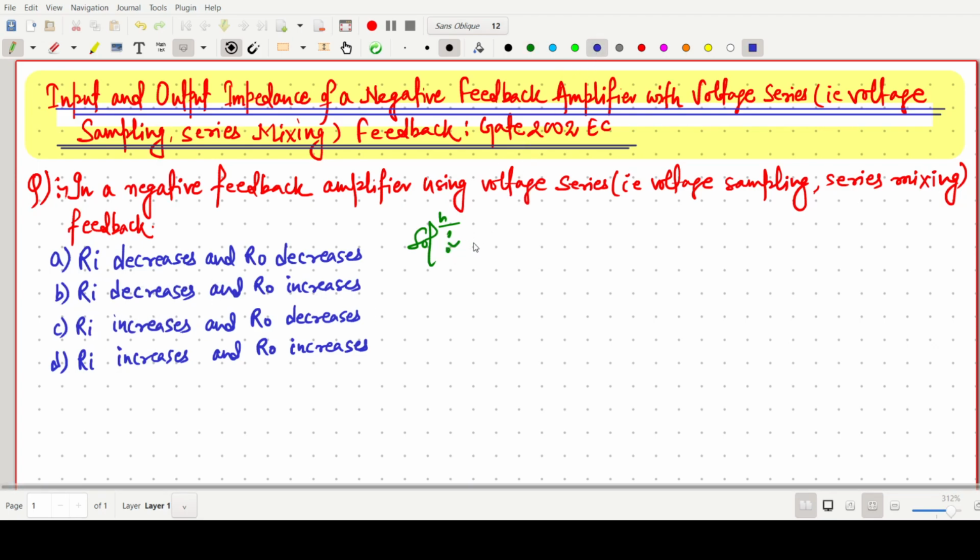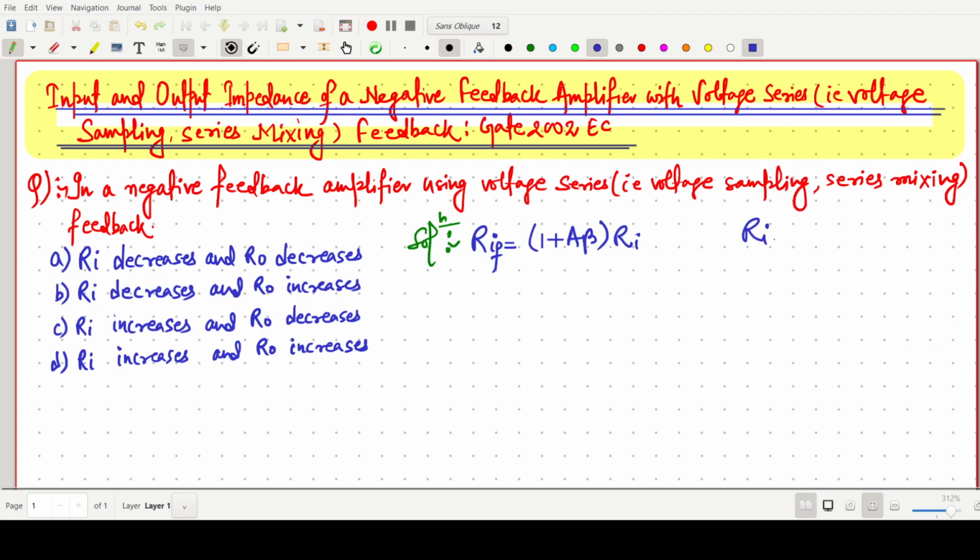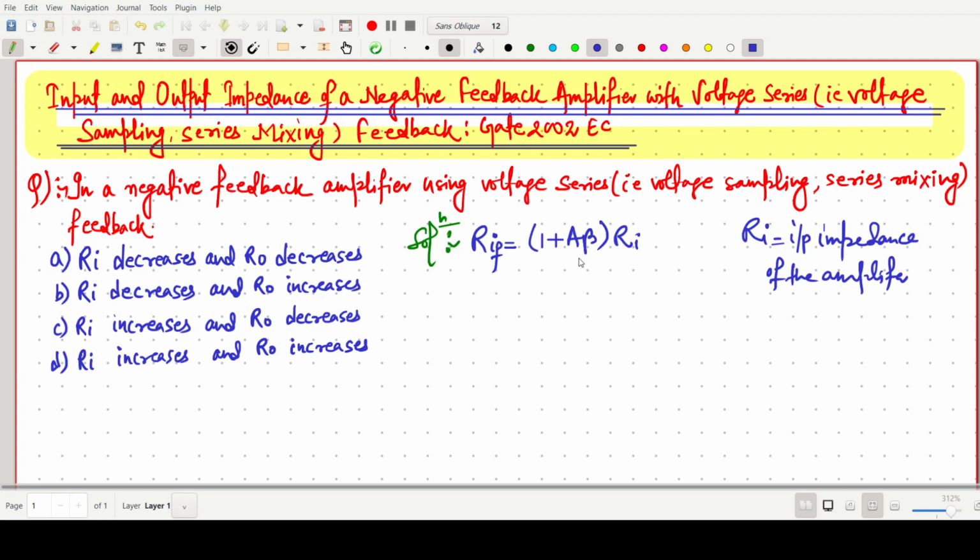So as we know, the input impedance Ri will be simply 1 plus A beta times Ri. One can also write this as RIF. So if Ri is the input impedance of the amplifier, after voltage feedback it should be increased. That is our here they are writing Ri, so RIF will be this. One can also write this input impedance Ri is the same, and this Ri is the input impedance of the amplifier.